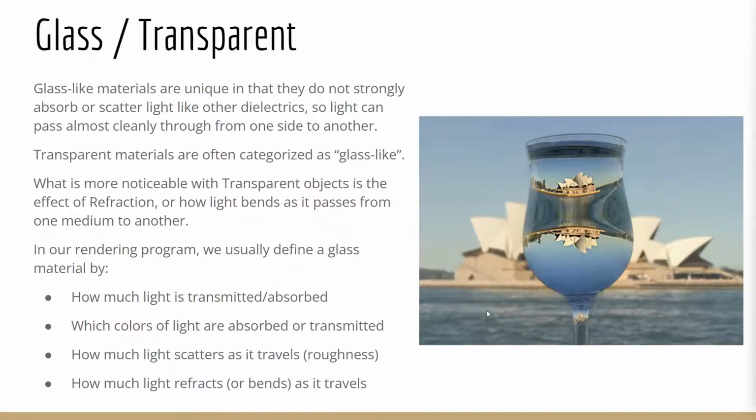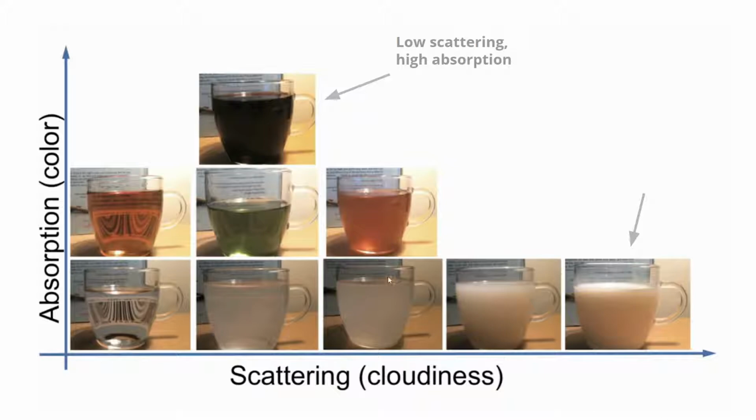So some materials like glass are going to bend light a certain percentage, but other materials like a diamond are going to bend light even more. So again, here's that chart that I was showing earlier, the scattering versus the absorption of transparent materials. And once you get to high scattering, you might think of it more like a translucent material.